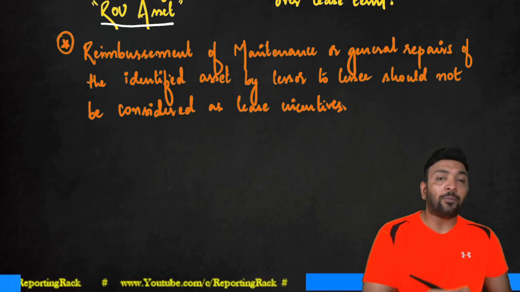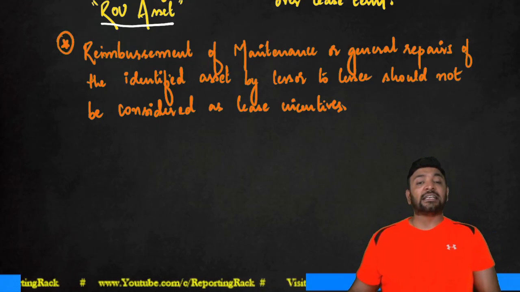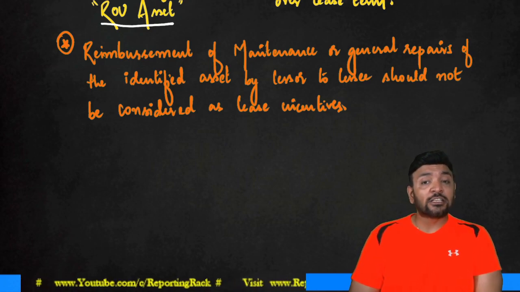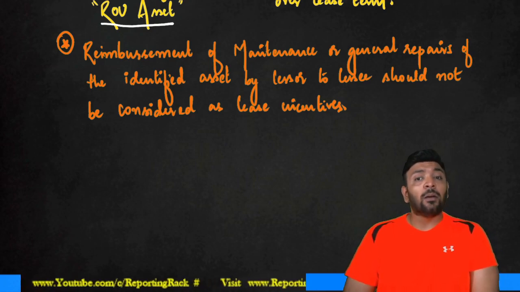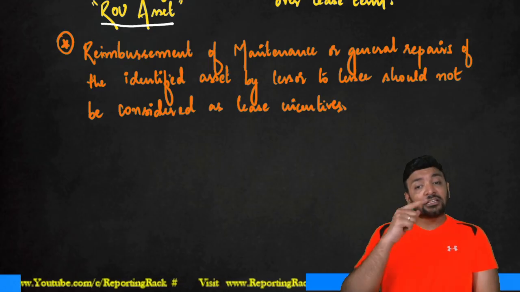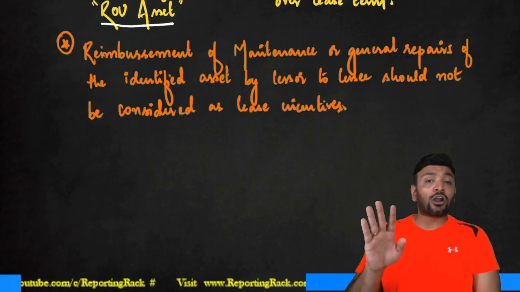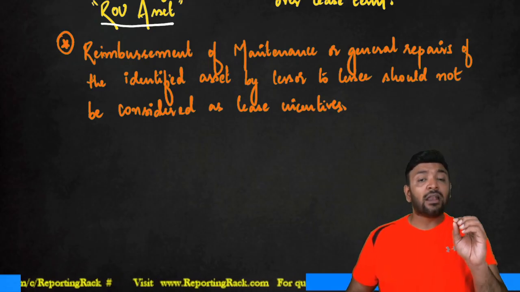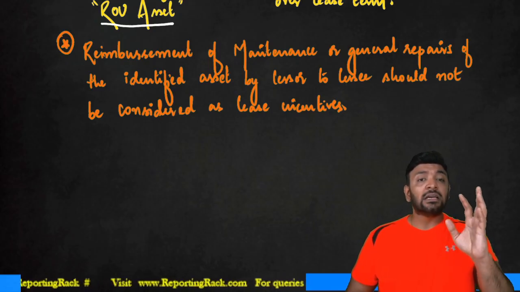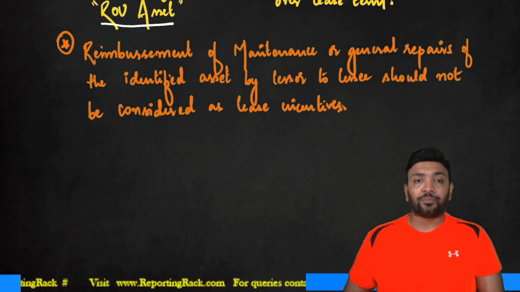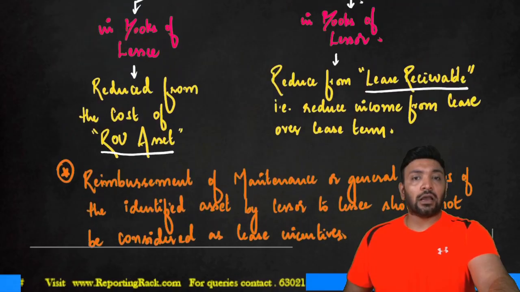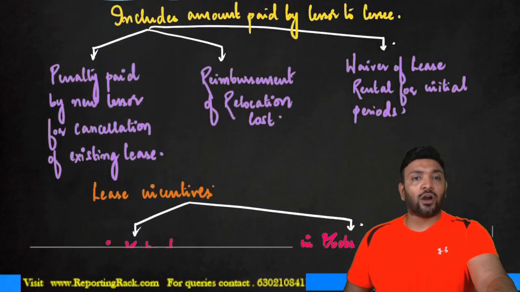Very, very important point. Don't call them lease incentives, because they're general repair and maintenance, which are supposed to be met by the lessor, but the lessee paid it and the lessor is reimbursing it. You cannot call them lease incentives. These incentives are generally paid at the commencement of the lease and not at a later point of time. Clear? I hope you got it.